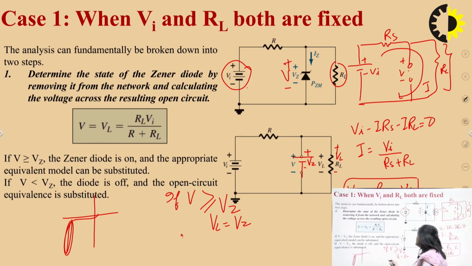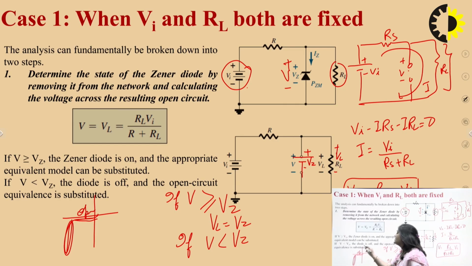And if V is less than Vz, it means the zener is working in this region, and in this region the zener will be open circuit. Now this is open circuit, so in that case VL would be equal to V, this voltage V that we have found. VL would be equal to V if V is less than Vz.